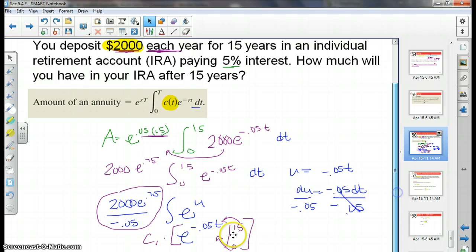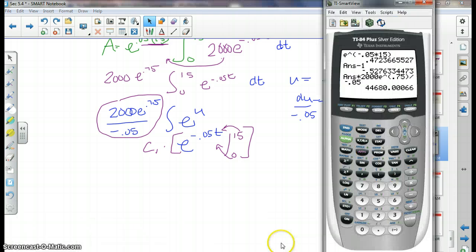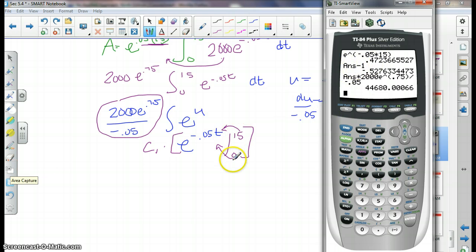So I'm going to pull out my calculator because this is more complicated. I can't do this in my head, and I probably would just want to get a decimal approximation here. So I've typed this in. I'm evaluating e to the negative 0.05 times the 15. Then I'm subtracting off a 1 because I know e to the negative 0 is still just e to the 0, which is a 1.